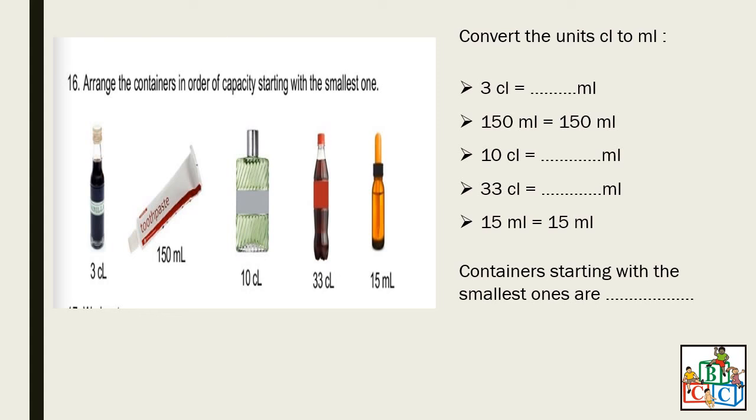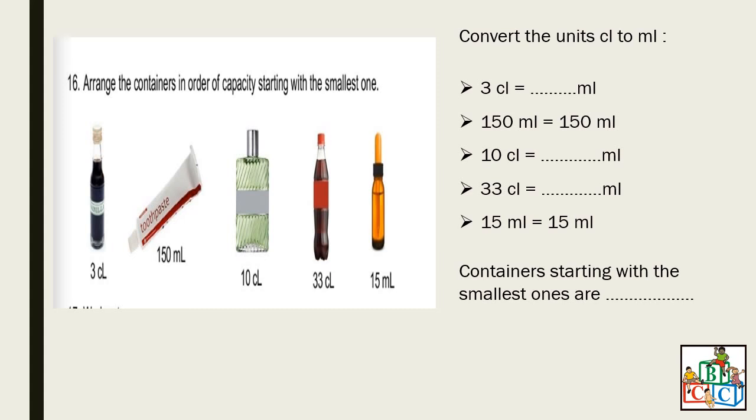First you're going to find the answers. 3 cl is equal to how much ml? 150 ml remains the same. 10 cl is equal to how much ml? 33 cl is equal to how much? And then 15 remains the same.